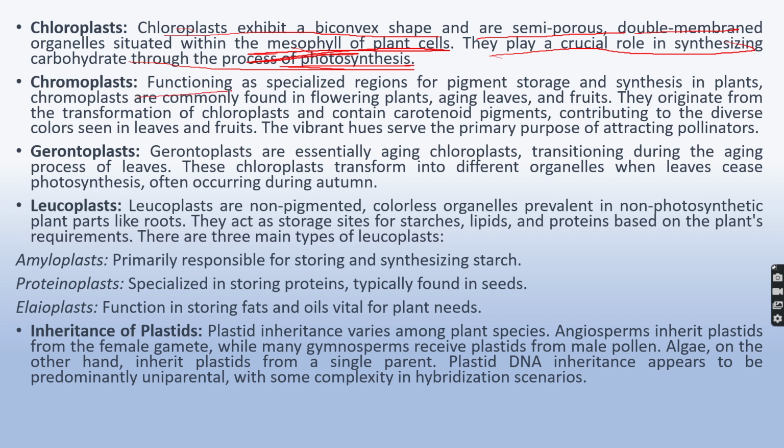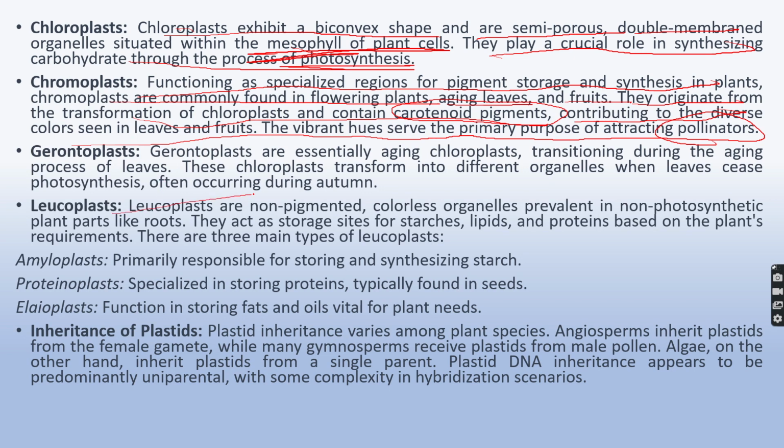Okay. Chromoplasts function as specialized regions for the storage and synthesis of pigments in plants, and chromoplasts are commonly found in flowering plants, aging leaves, and fruits. They originate from transformation of chloroplasts and contain, this is very important, carotenoid pigments contributing to the diverse colors seen in the leaves and fruits. Vibrant hues serve the primary purpose of attracting insects and pollinators.